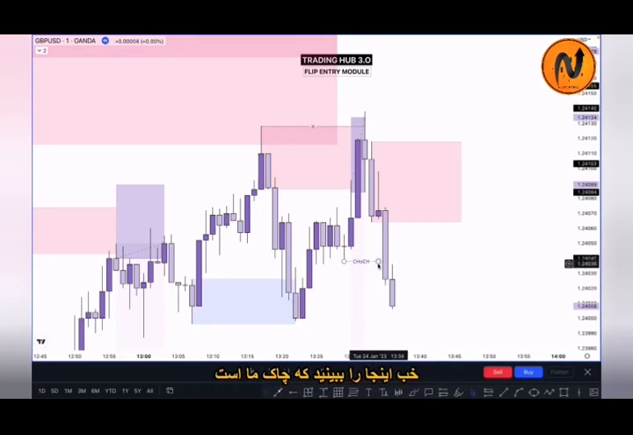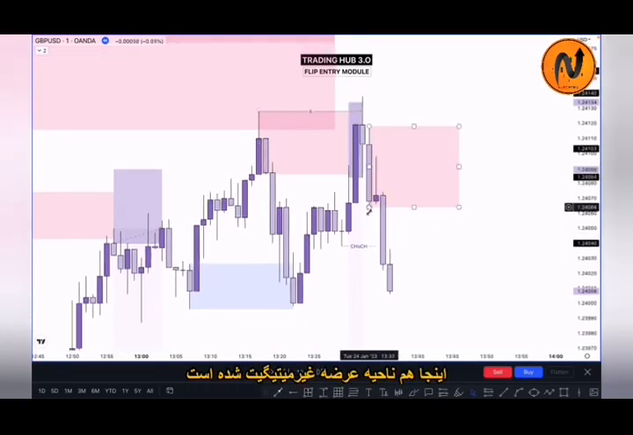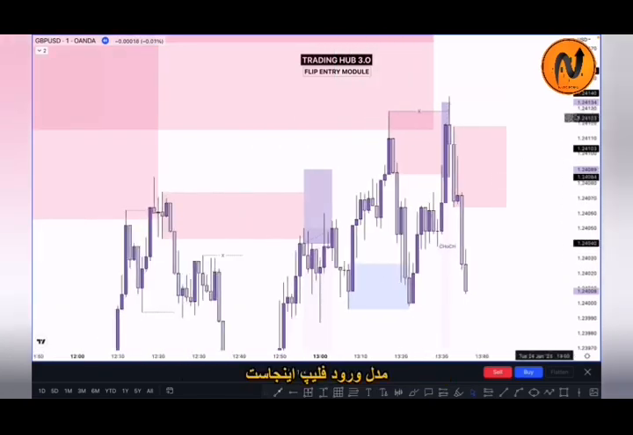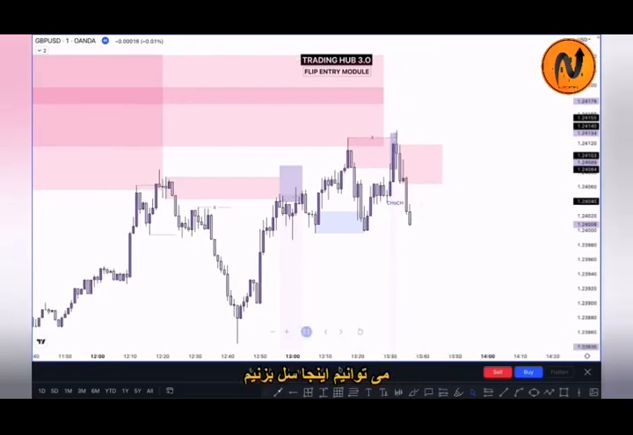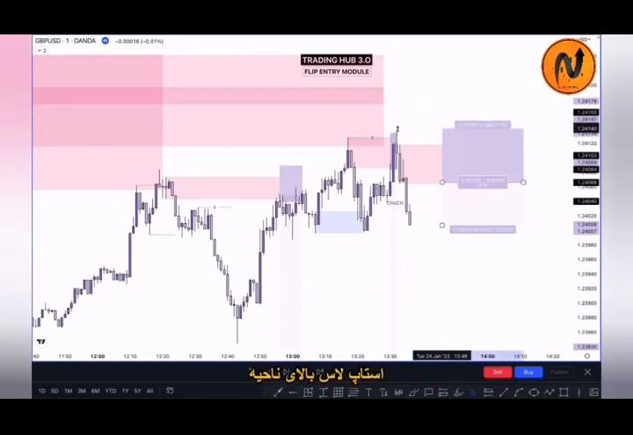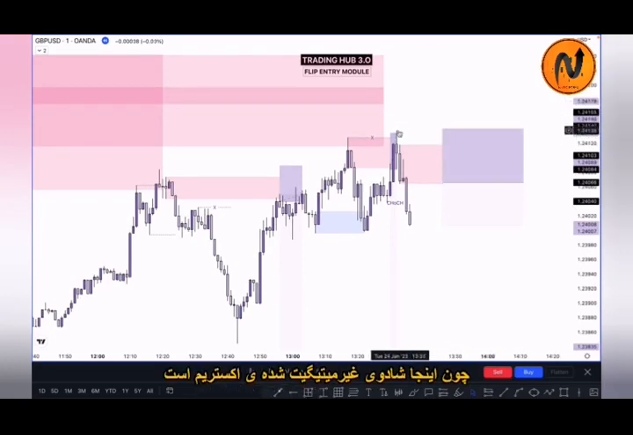Okay, so look at this picture. This is our change of character, and this one is our unmitigated supply zone. This demand converted into supply. D2S flip entry model is here. Okay, and in this case, if the market does not create any inducement, then we can also sell here. Where is your entry? Here. And where is your target? And where is your stop loss? Stop loss just above it.